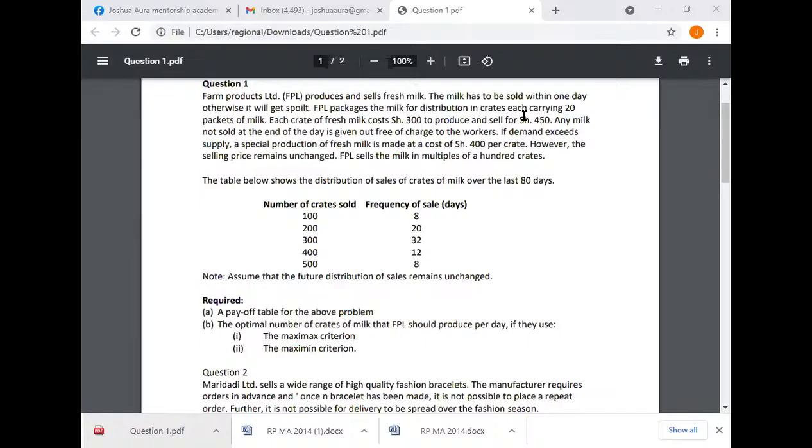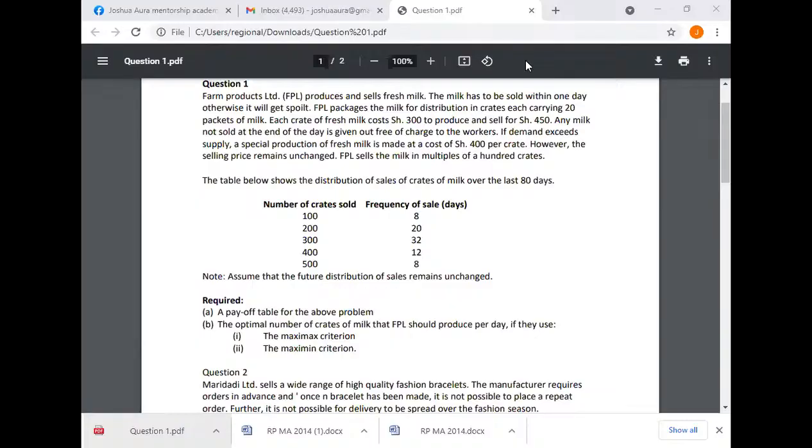If demand exceeds supply, we are told a special production of fresh milk is made at a cost of 400 per crate. However, selling price still remains unchanged. FPL sells the milk in multiples of 100 crates. We are told the table below shows the distribution of sales of crates of milk over the last 80 days. So they want us to give them a payoff table for this problem.